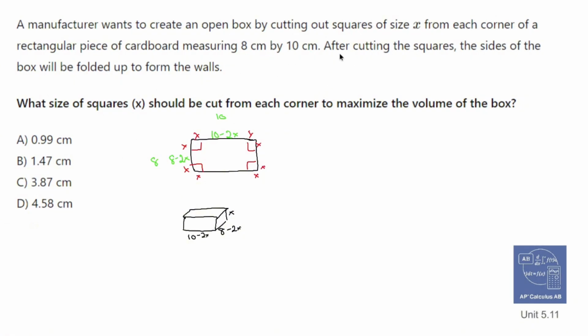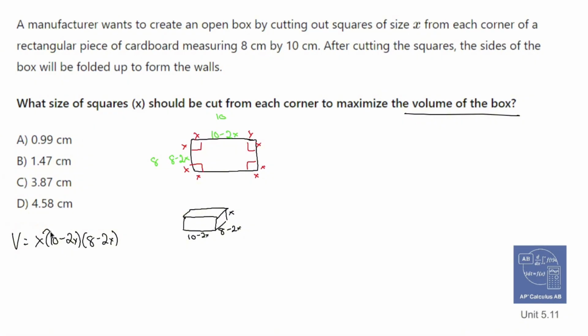My job, after cutting the squares, the sides of the box will be folded up to form the walls. Yeah, I kind of got that. What size x squared should be to maximize the volume of the box. So this is where it gets tricky. The volume of the box is going to be x times 10 minus 2x times 8 minus 2x.